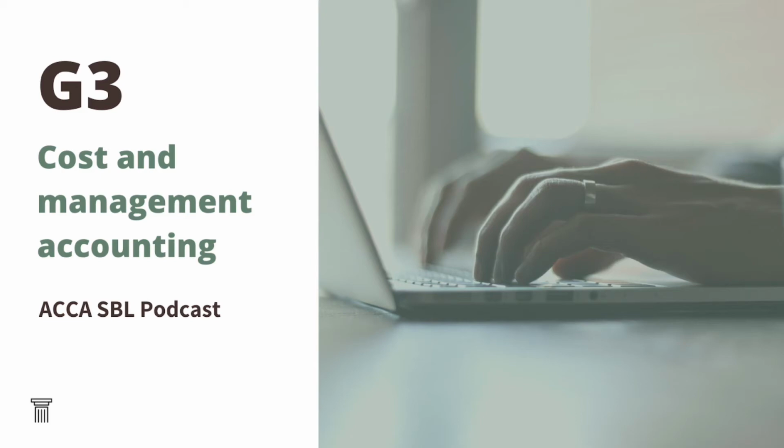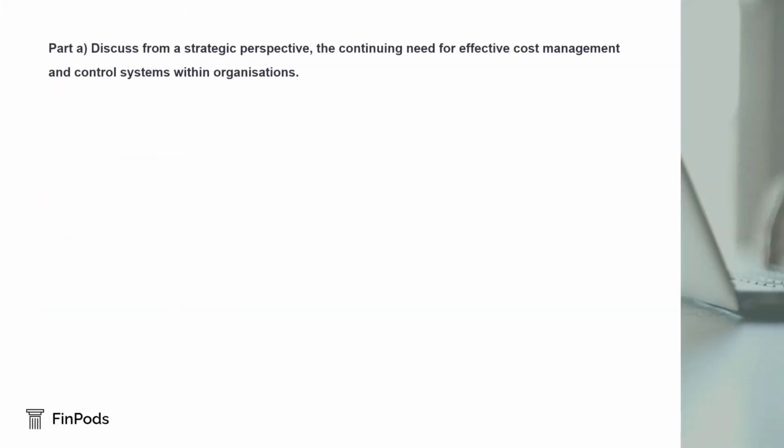Cost and Management Accounting. Part A. Discuss from a strategic perspective the continuing need for effective cost management and control systems within organisations. Any organisation needs to manage its costs in order to achieve its strategic objectives.